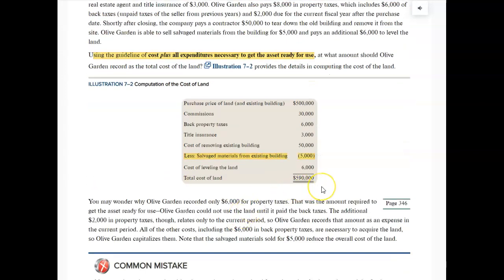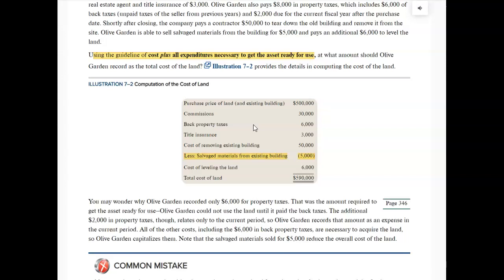Here's an example. The purchase price of the land itself is $500,000. We had to pay commissions of $30,000 to buy the land. We had to pay back property taxes. What this means is that the previous owner owed some property taxes, and just to get the transfer done, we agreed to pay the other person's back property taxes because we wanted the land so badly. That goes in as part of the cost of the land also.